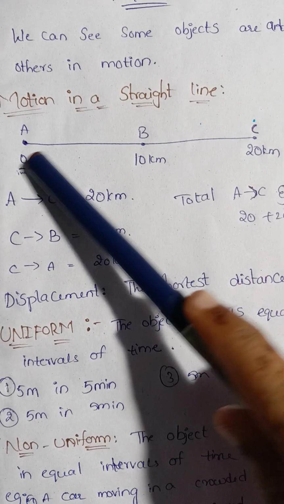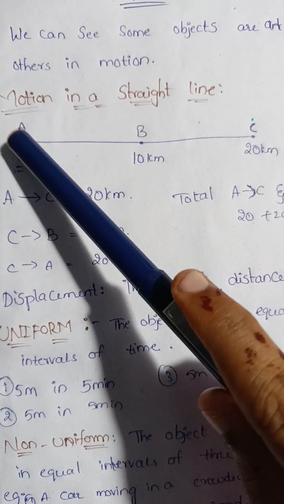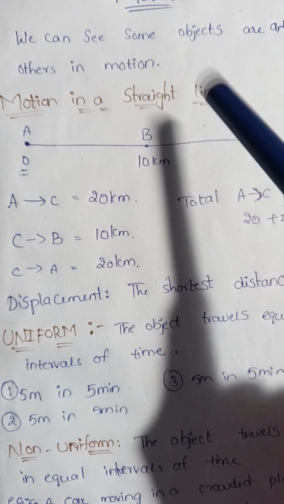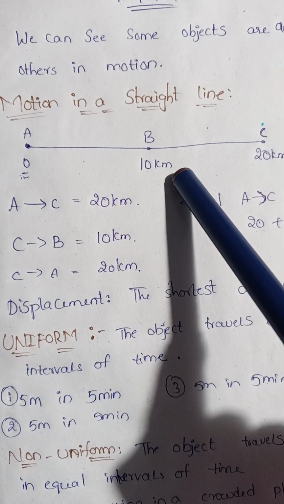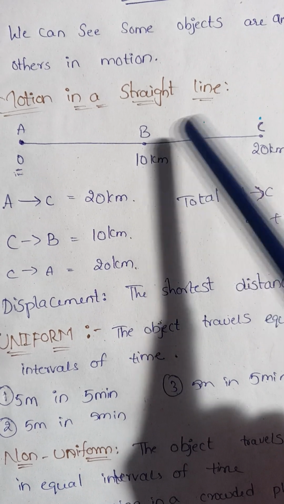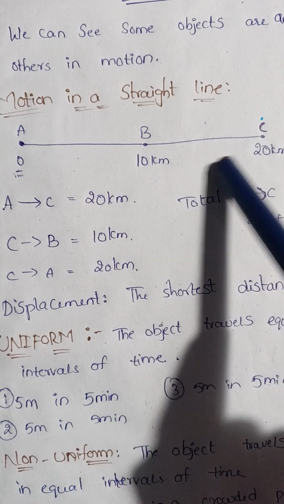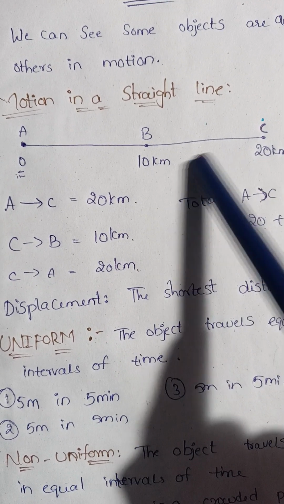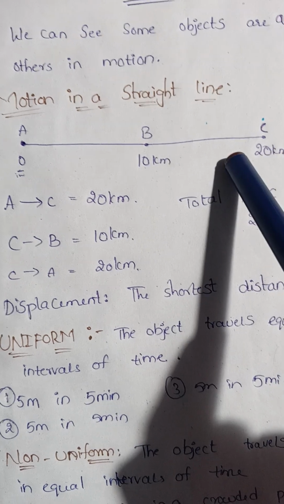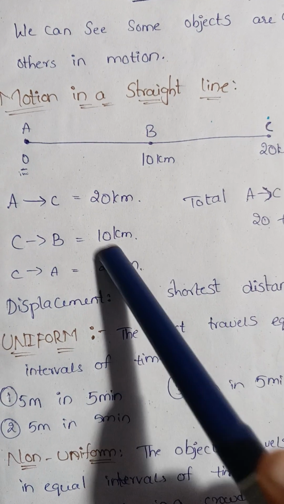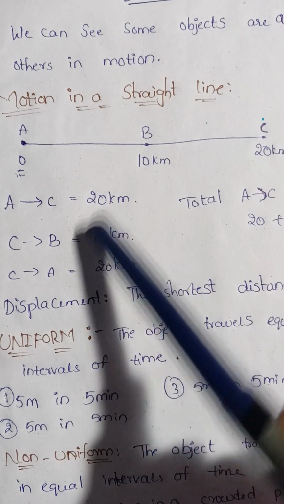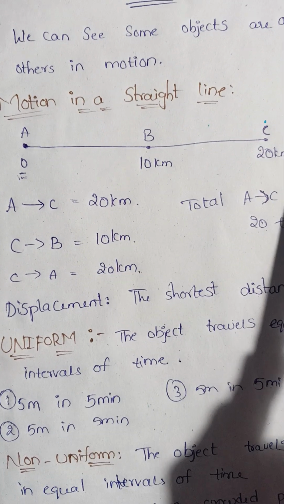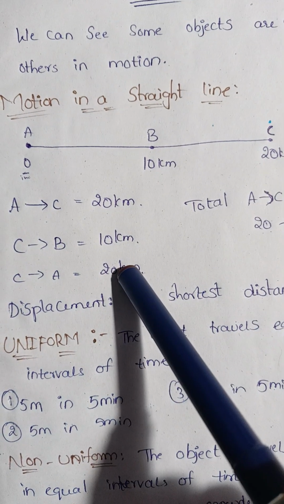When an object moves from position A to position B, from A to B there is 10 kilometers. If the object moves from B to C, there is also a distance between these two. B to C is also 10. So A to C is a total of 20 kilometers, and then the object comes back from C to B, that is 10 kilometers, and C to A 20 kilometers.